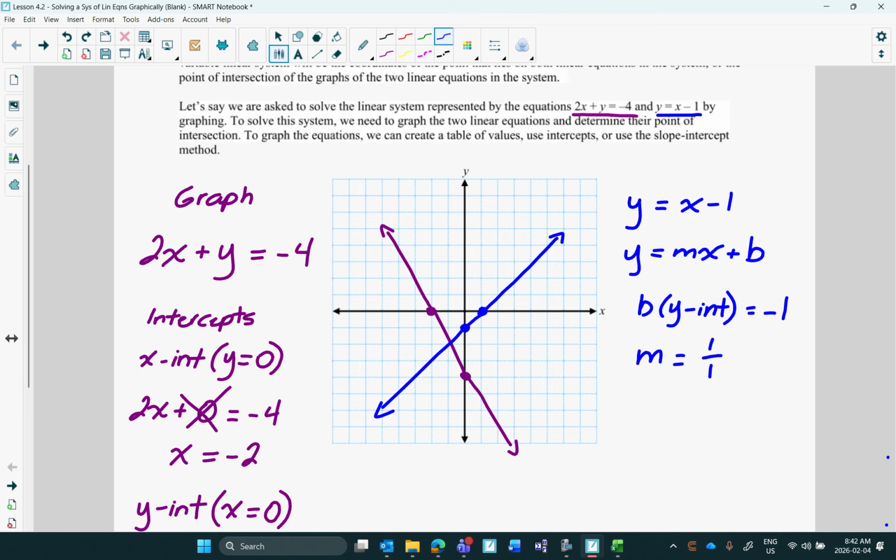Okay. If you drew your lines accurately, you should notice they intersect at this point. What coordinate is that? -1, -2.